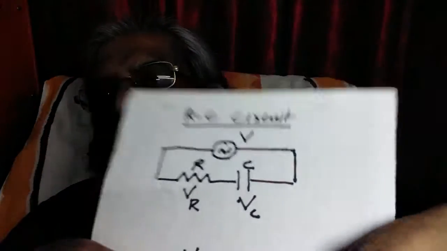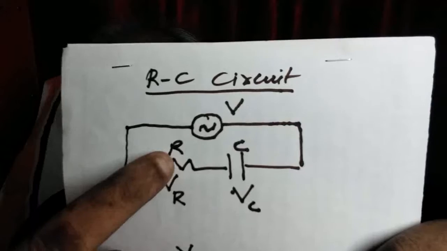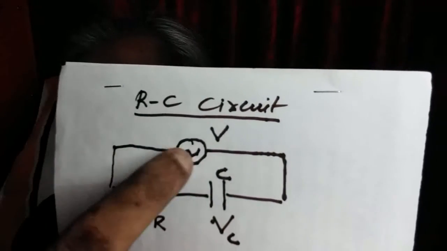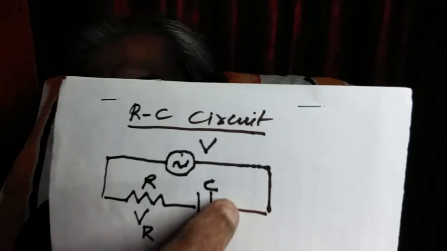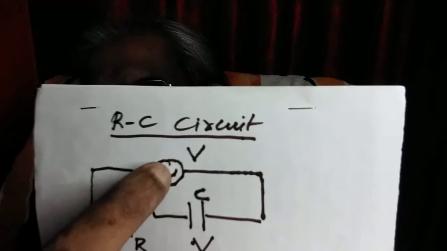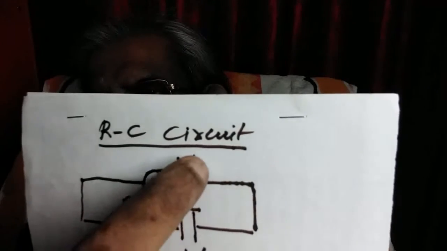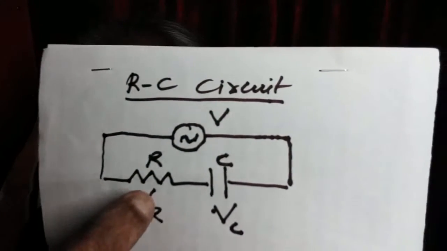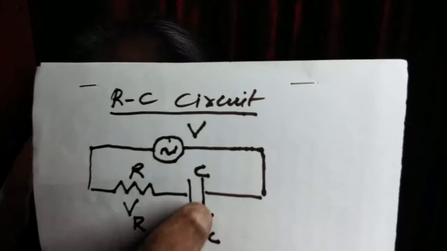Our next AC circuit is a combination of resistance and capacitance. This combination is connected to an AC source supplying an AC voltage of RMS value V. A voltage VR is developed across R, and VC across the capacitance.